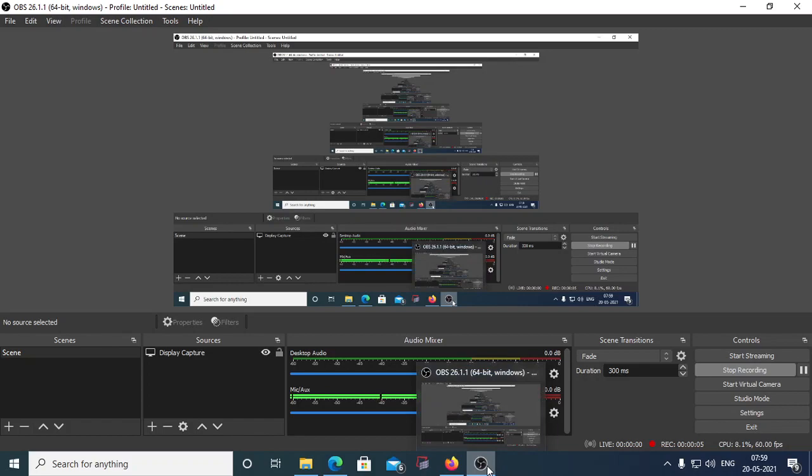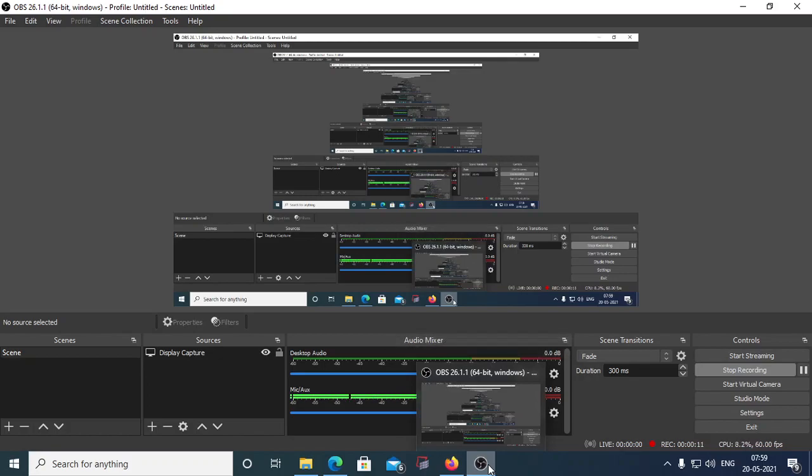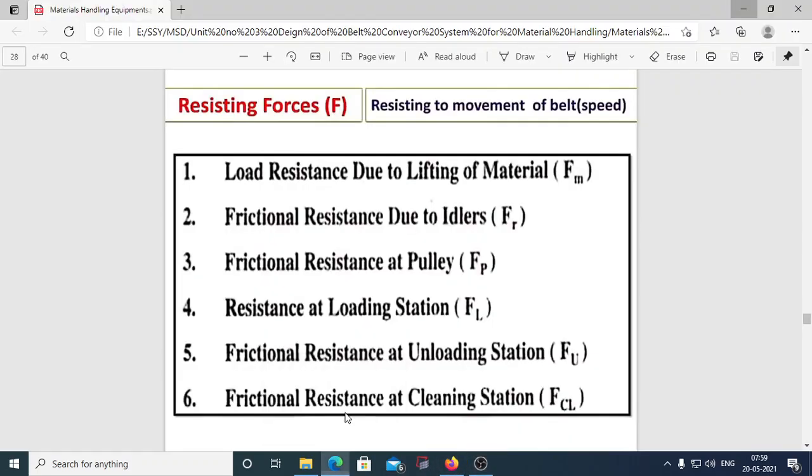In today's lecture, we'll be going over the different resisting forces on a conveyor belt. In yesterday's lecture, we covered the types of conveyor belt. Today, we'll see the details of the different resisting forces on the conveyor belt. Resisting forces are denoted by F.